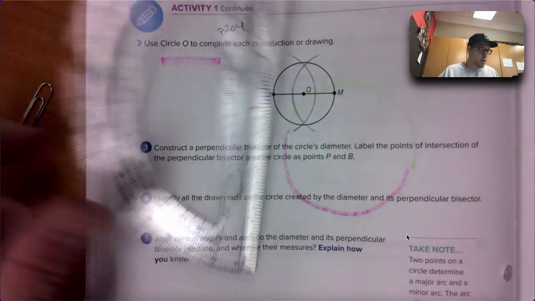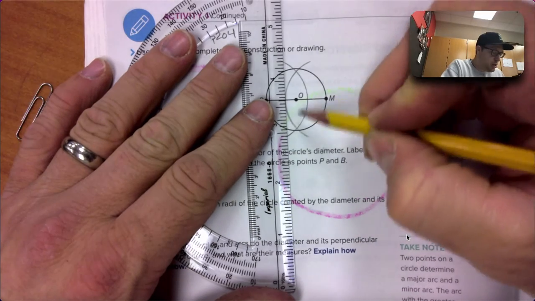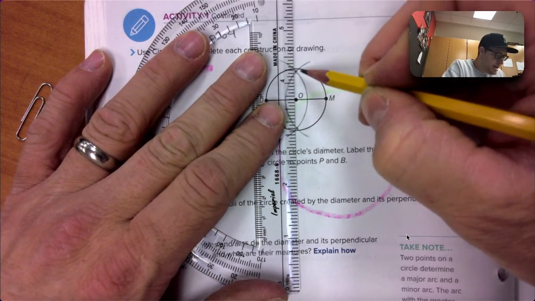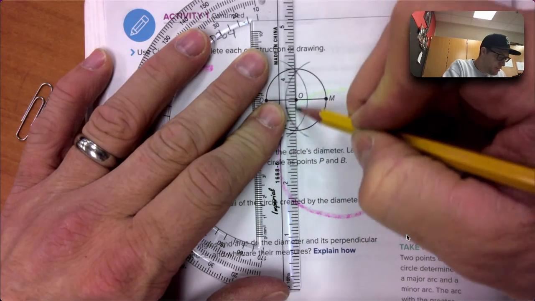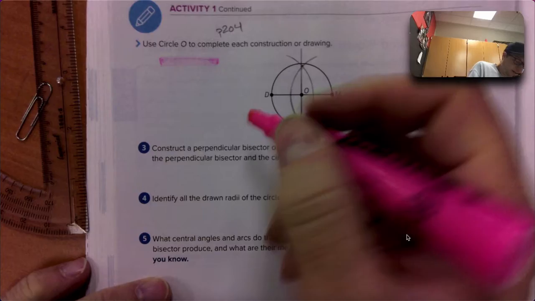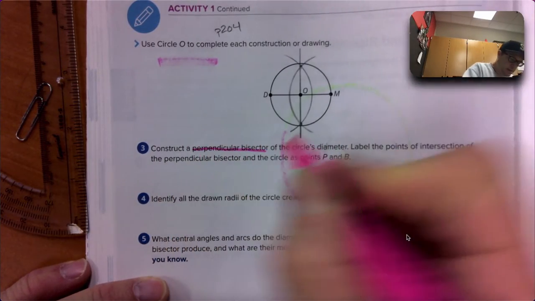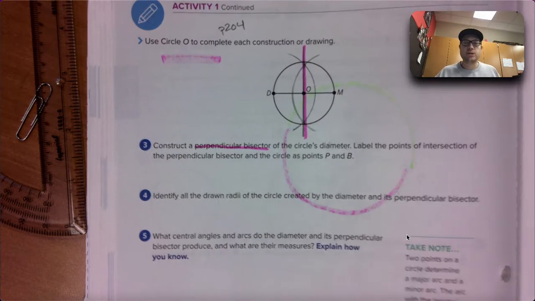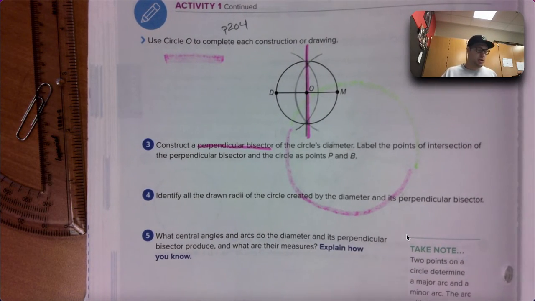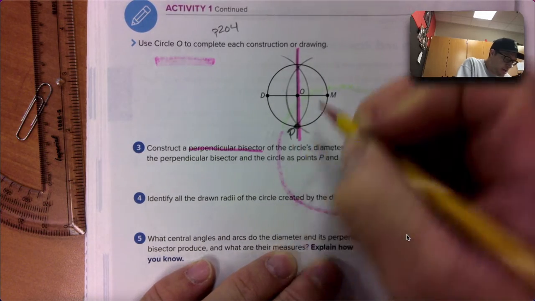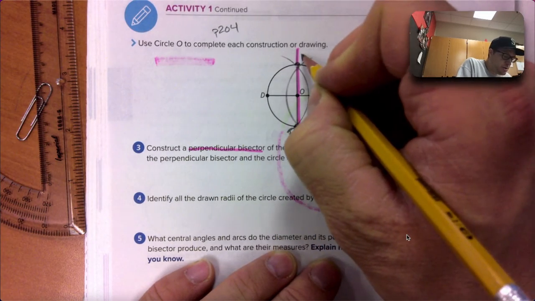Now that I've created these two arcs and they cross here and here, if I connect a line through them, just like that, that is a perpendicular bisector. I'm going to highlight it. To label the points of intersection of the perpendicular bisector and the circle, they're talking about right here as point P and right up there where the circle and the perpendicular bisector cross.